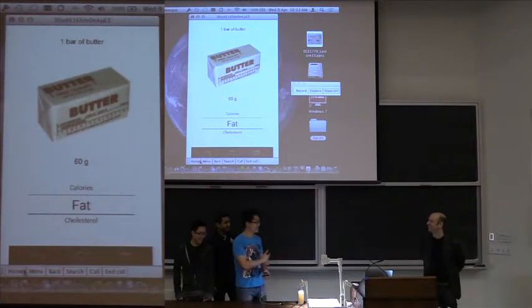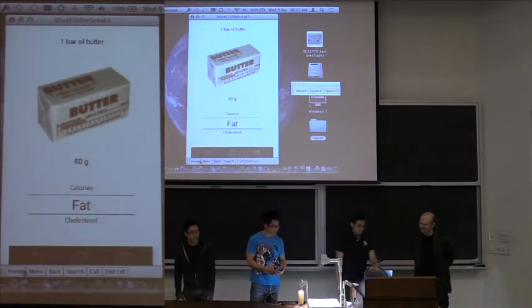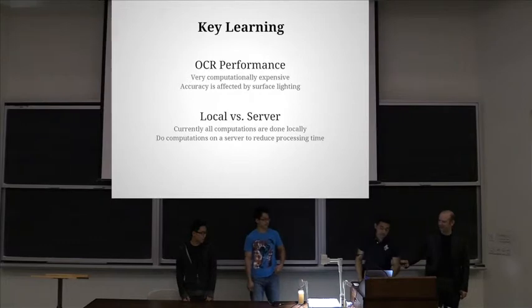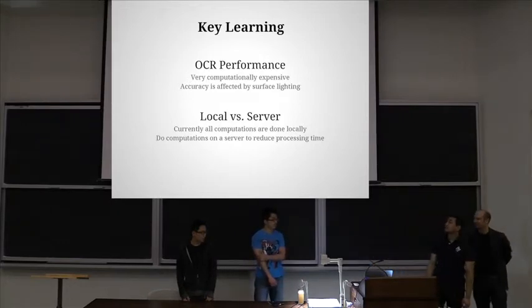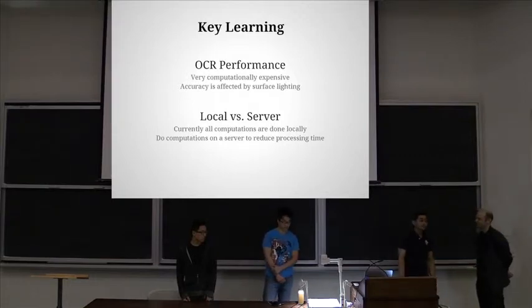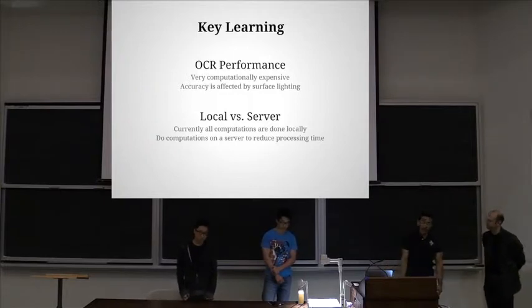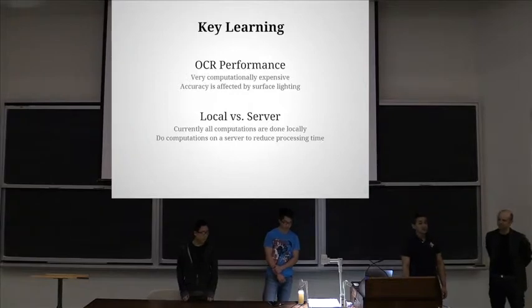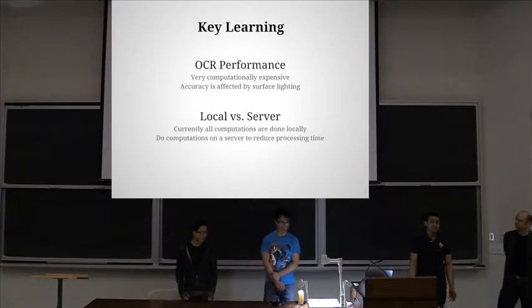Anyways, Segun's gonna talk a little bit about the future, or the key learning. Okay, so the main thing that we've learned is that optical character recognition is a very computationally expensive task, and it's a little difficult when the surface is warped, bent, or laminated because the surface lighting is not ideal. And right now, all the computations that we do are done locally on the phone. This causes our processing time to be roughly 10 to 12 seconds, which is not ideal.